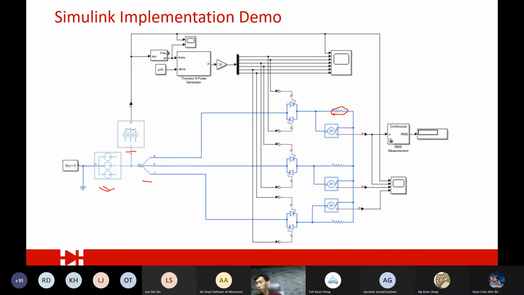This one is the voltage measurement block, and it goes into the PLL. Again, this one is pi over 3. And there is a block called the thyristor 6-pulse generator, which is designed to pulse all these three in the correct timing. The output of the pulse is 1. Obviously, we know the 1 volt will not activate it, so we increase it to 10 volt or 12 volt.